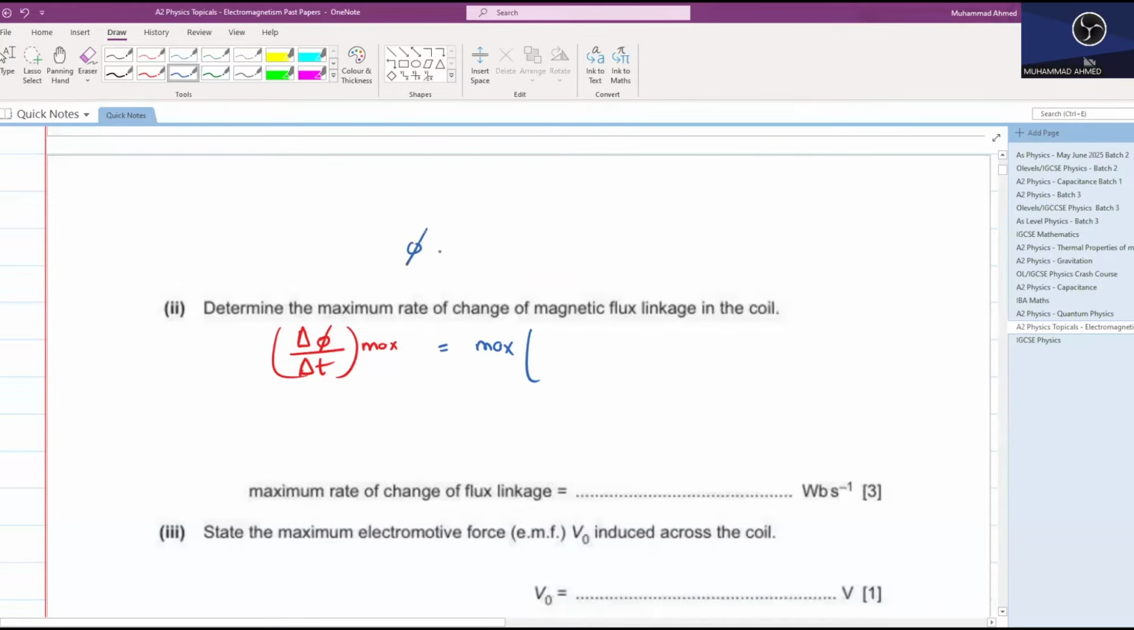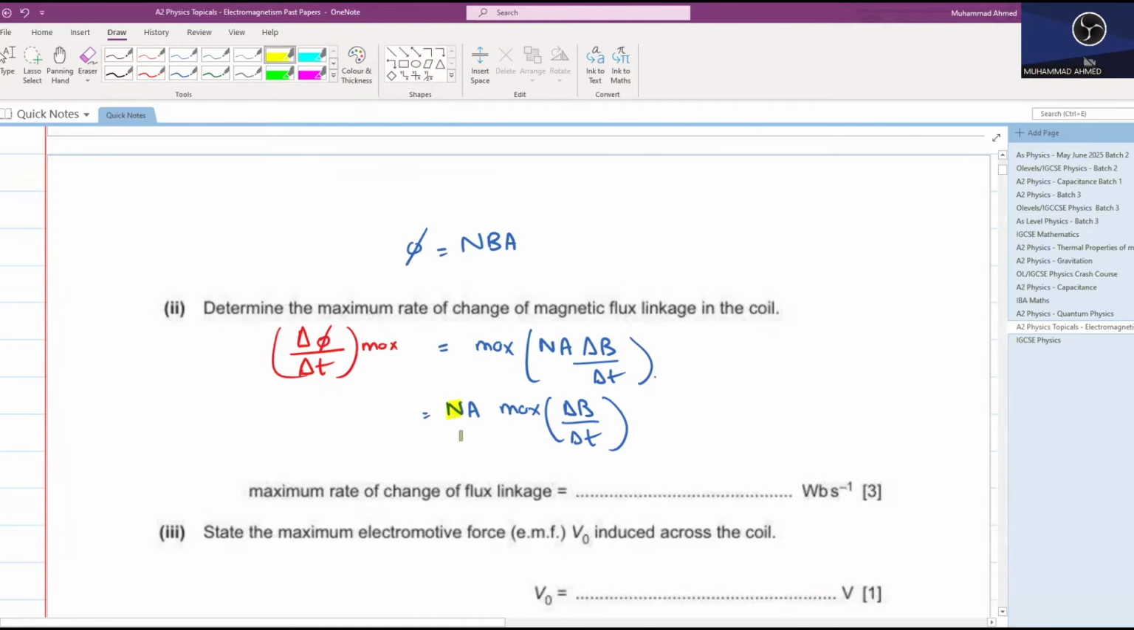We know that phi is equal to what? NBA. Okay, so let's write it here. N and area wouldn't change. B can change. Okay, so change in B over change in time is equal to... Now move the NA outside the bracket. Why? Because NA wouldn't change. The only thing that is changing here is your magnetic flux density. Now this seems a more reasonable approach.